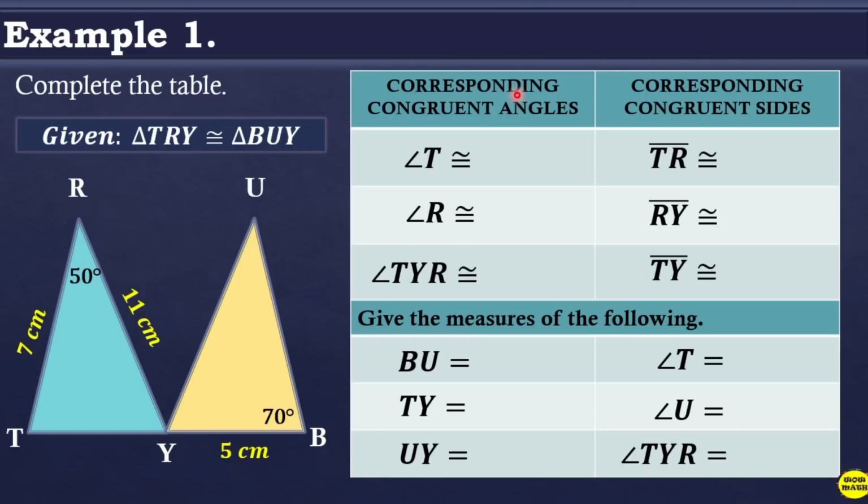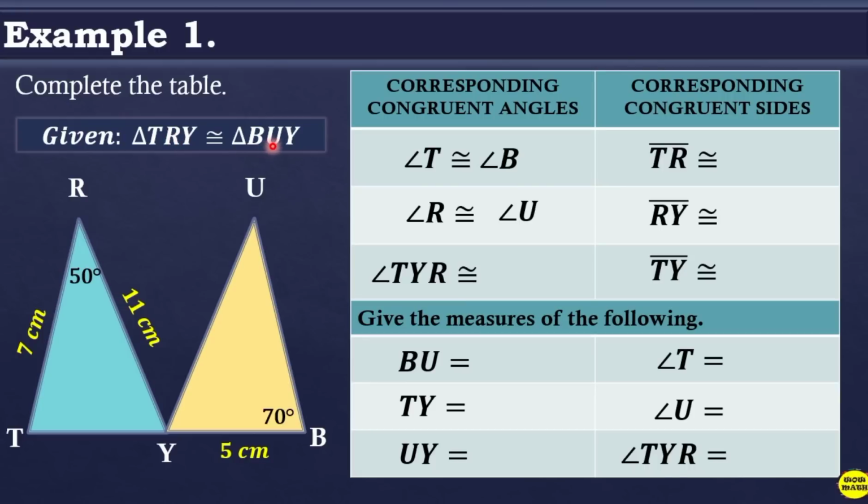In solving corresponding parts of congruent triangles, we apply CPCTC. You have to identify first the corresponding congruent angles and corresponding congruent sides. So let us start. Since we have triangle TRY is congruent to triangle BUY, angle T is congruent to angle B, while angle R is congruent to angle U.